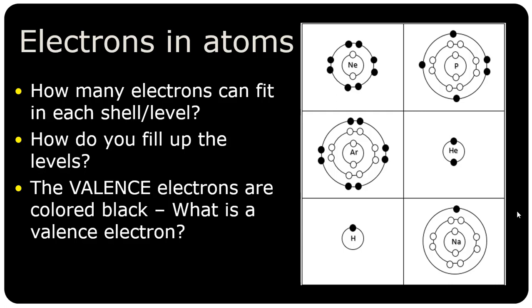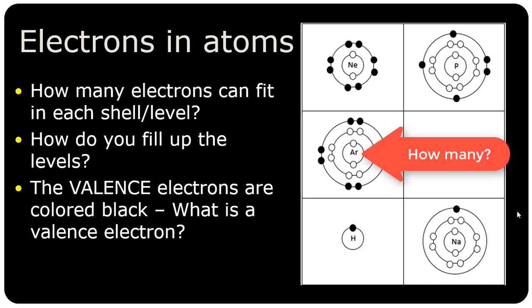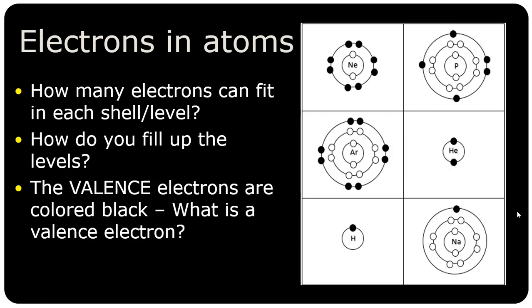Also think about how you fill up the levels. Do you fill them up, you think, from the inside towards the outside or the outside towards the inside? How many fit on the inside? How many fit in the middle? How many fit on the outside? And then I colored special electrons called valence electrons black in your pictures. So can you figure out what a valence electron is based on these pictures?